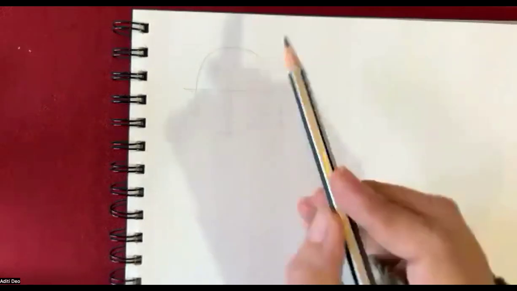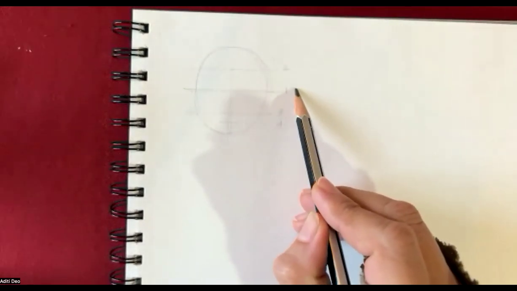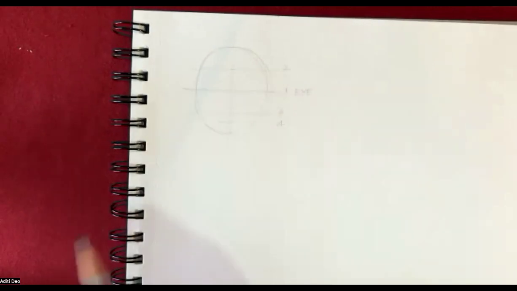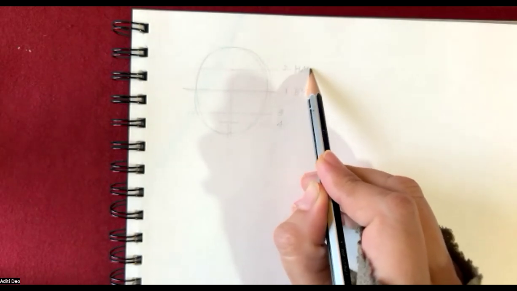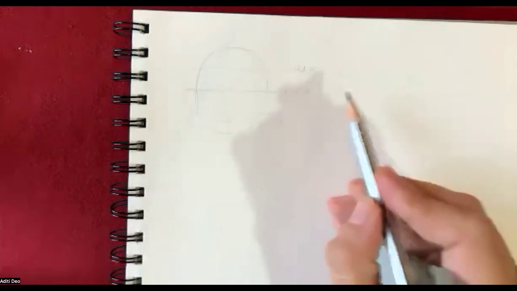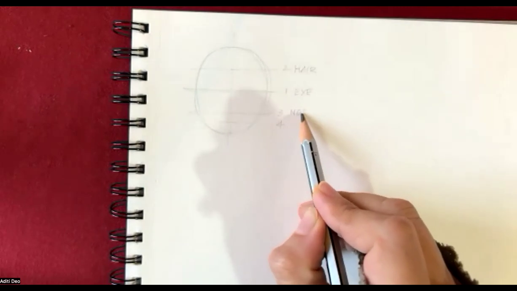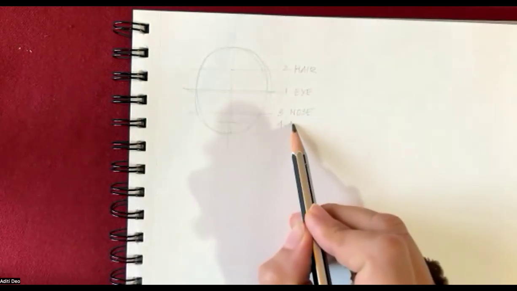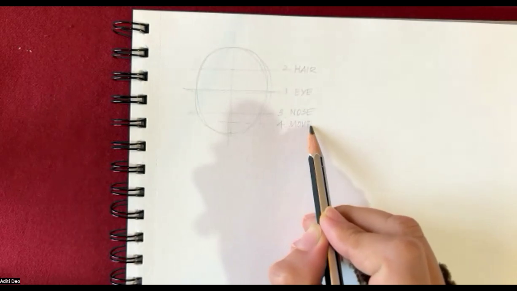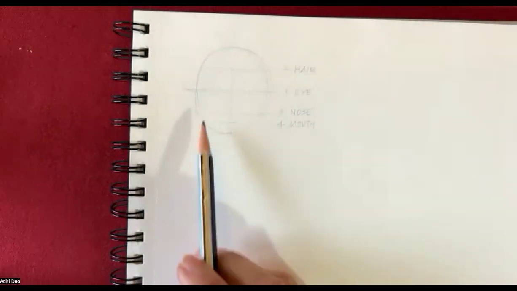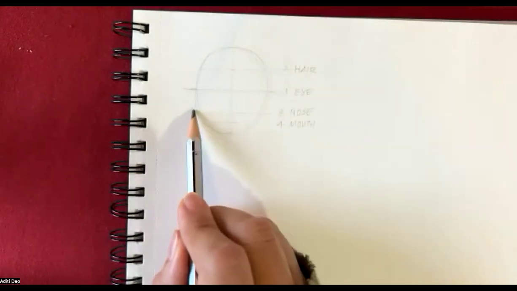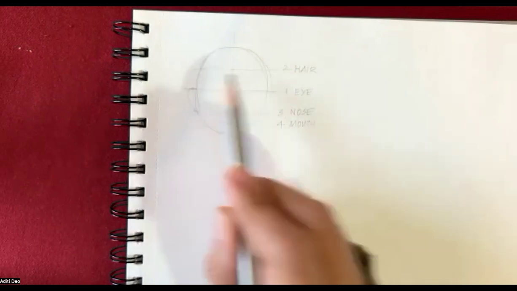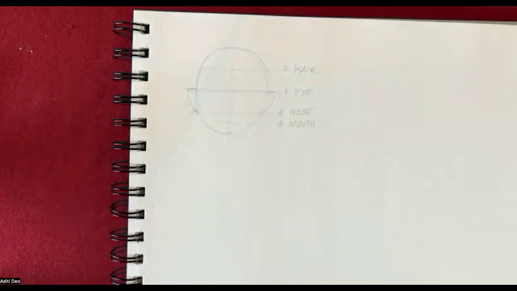So in this, number 1 is going to be our eye line. Number 2 is going to be our hair line. Number 3 is going to be our nose. Number 4 is going to be mouth. And in this orientation of the face, our ears are going to come between the eye and the nose in this form. Just a small curve.